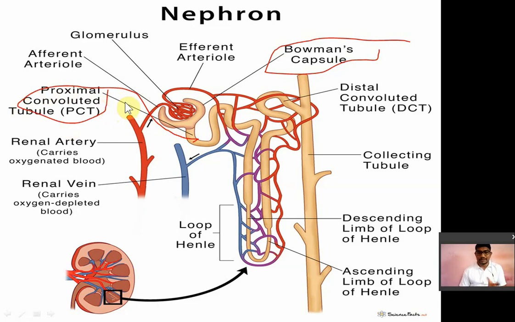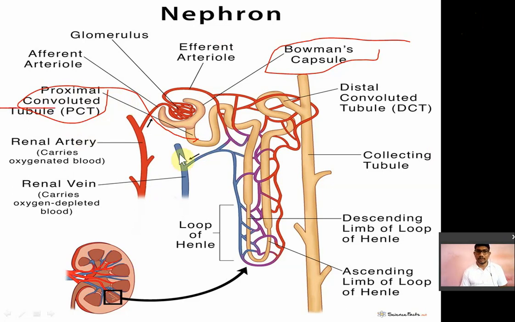Just below the Bowman's capsule, there is a folding of this tubule. Tubule means nephron; what is a nephron? Just a tube-like structure, that's why it is called a tubule. So just below the Bowman's capsule, there is a folding of tubules known as the proximal convoluted tubule, PCT.